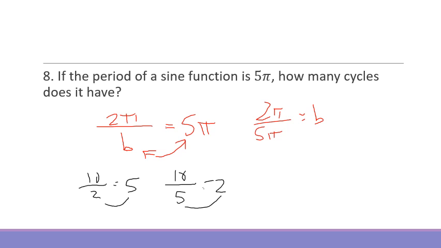Okay, so 2 pi over 5 pi equals b. The pi's are going to cancel. So there's 2/5 of a cycle from 0 to 2 pi.